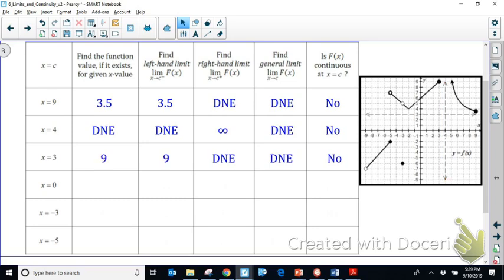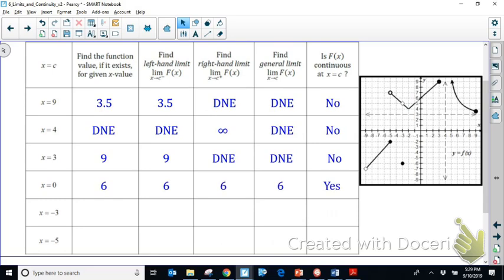Looking at x is equal to 3, you can see that the output value will be a 9. And the left-hand limit will approach that value of 9, but the right-hand limit doesn't exist because we can't approach that value from the right-hand side of the function. So again, we see a general limit doesn't exist. So far we're not really having much luck identifying whether a limit exists and whether or not it's going to be continuous.